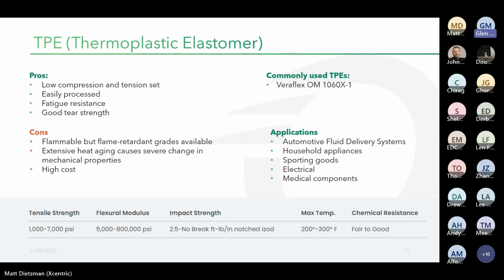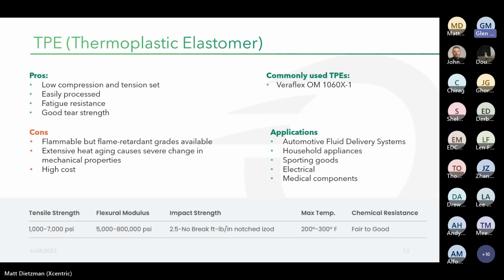Extensive heat aging causes severe change in mechanical properties. It just means you leave it in high heat for a long period of time and it's going to break down. That's basically the gist of that. A lot of TPEs are a higher cost material. You really wouldn't use this type of material unless you had to.